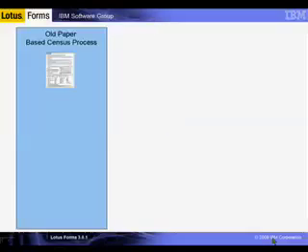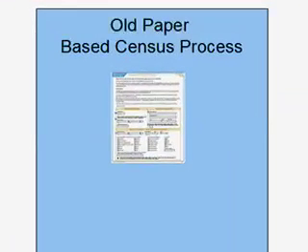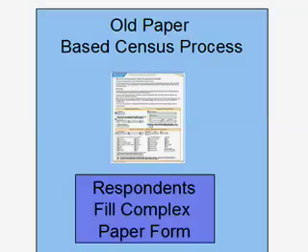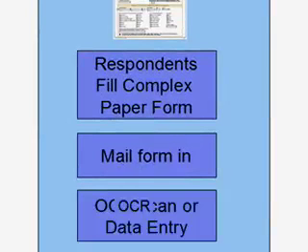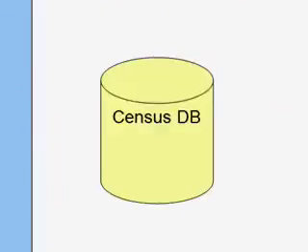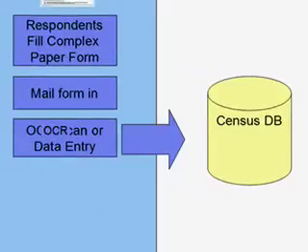Here we will describe the flow of the existing paper-based survey process. Respondents fill out a complex paper-based survey form. Then, they mail it in, where either an OCR scanning process takes place or manual data entry is required to get the data into the census database. Both the scanning process and manual data entry are error-prone, so an expensive callback process takes place.